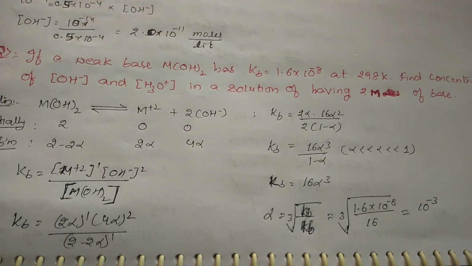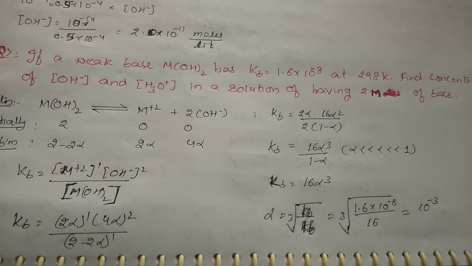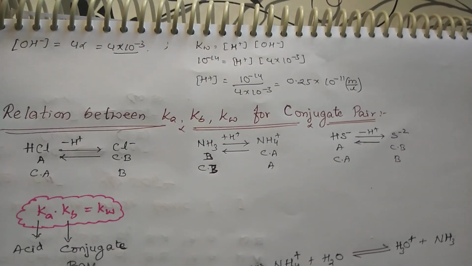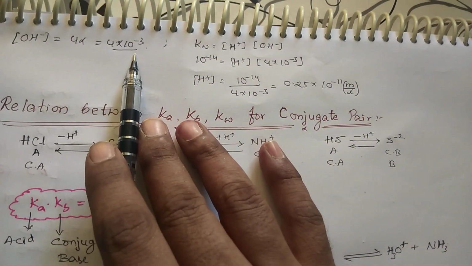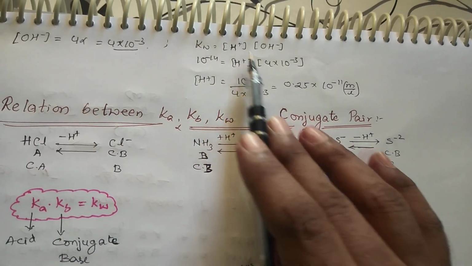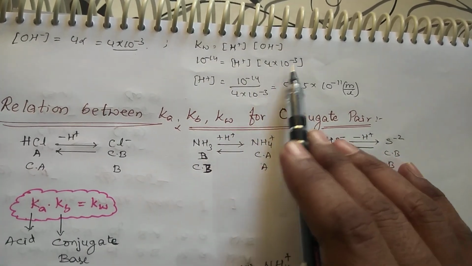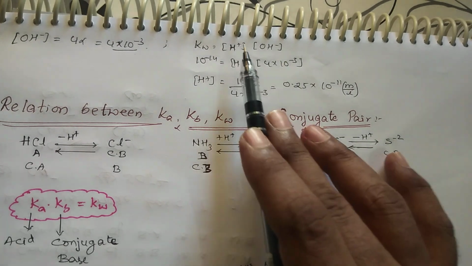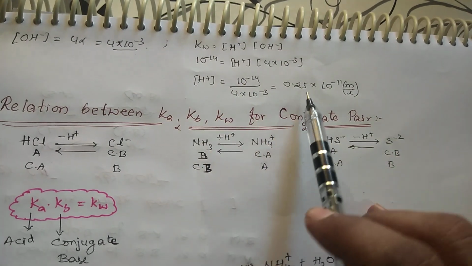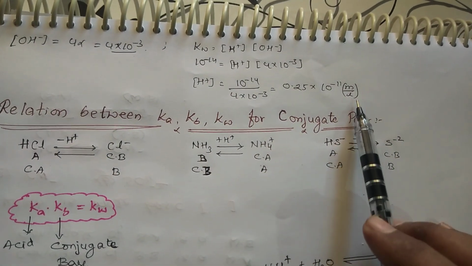See students, once again you recap all the video and go through that. In the next class we will be continuing the relation between that. So we have not completed, right? If you go for the OH minus concentration, it is 4 alpha, 4 into 10 power minus 3. And Kw, you know that is H plus into OH minus. OH minus you have got 4 into 10 power minus 3 and H plus will be equal to 0.25 into 10 power minus 11 moles per liter.